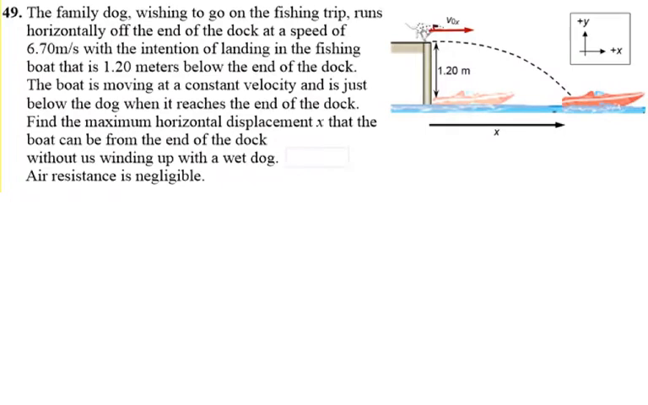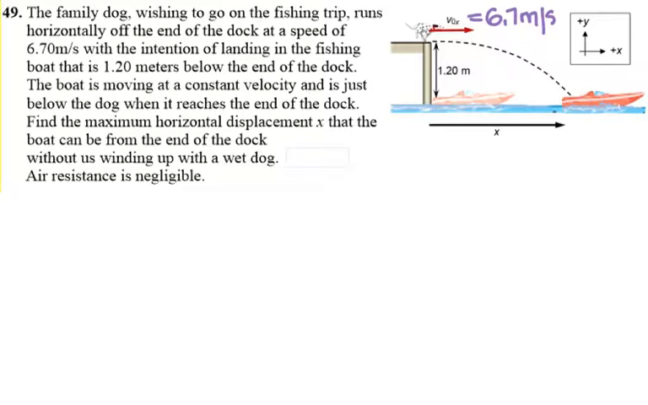Here's another question that I want to look at with you. A family dog runs, and I'm going to skip reading the whole question. He runs at a velocity of 6.7 meters per second. And the dog is 1.2 meters above the boat when the boat is moving. So he wants to reach this boat.